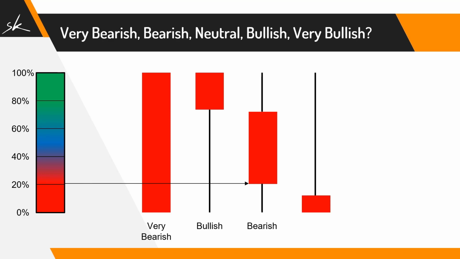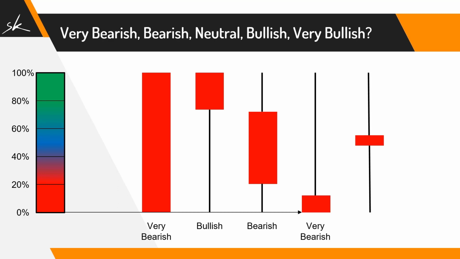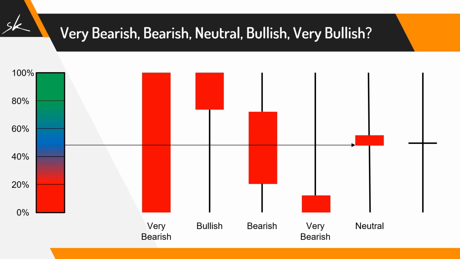Next candle, the closing price is in 0 to 20% range, therefore it's a very bearish candle. Next candle, the closing price is in 40 to 60% range, therefore it's a neutral candle. Next candle, the closing price is in 40 to 60% range, therefore it's a neutral candle.